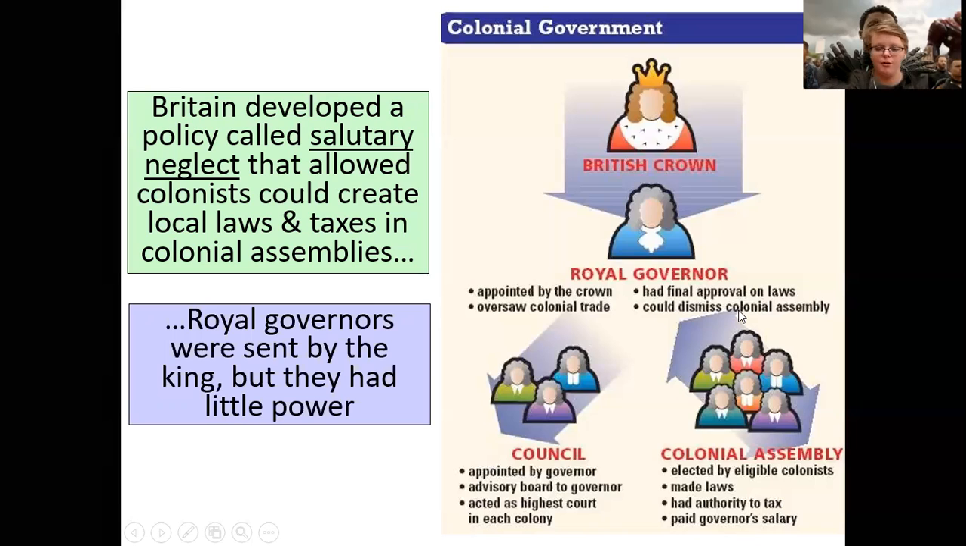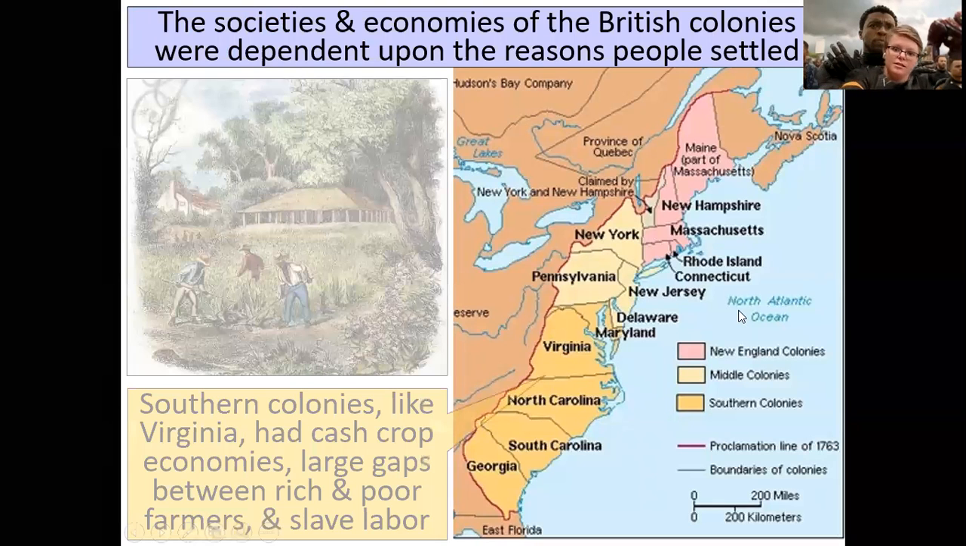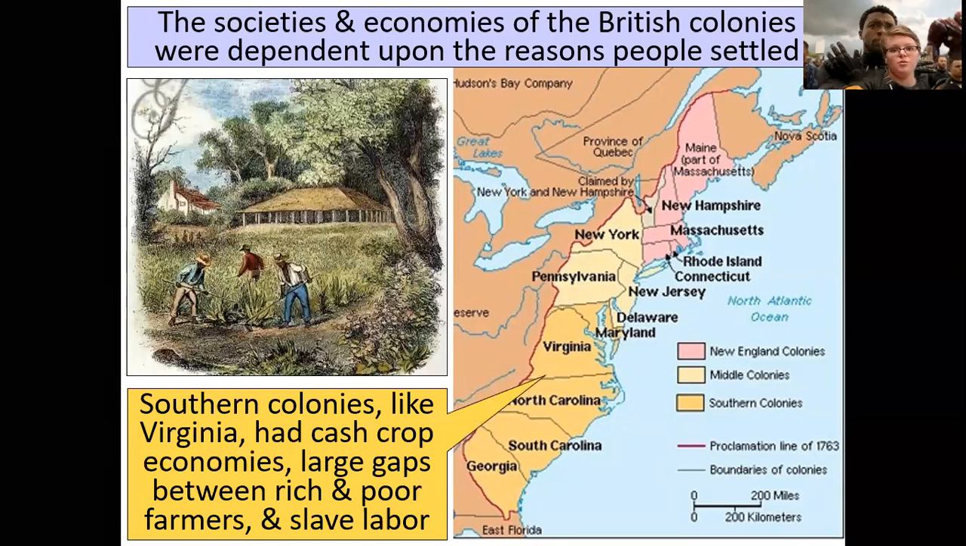The societies and economies of British colonies were dependent upon the reasons people settled. So here we have southern colonies. Southern colonies like Virginia had cash crop economies and had large gaps between the very rich and the very poor. You had very rich farmers, when you think about Gone with the Wind and big plantations and all of that, that is your rich farmers. Those are your huge plantation owners.